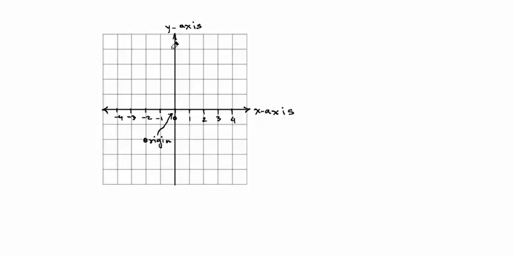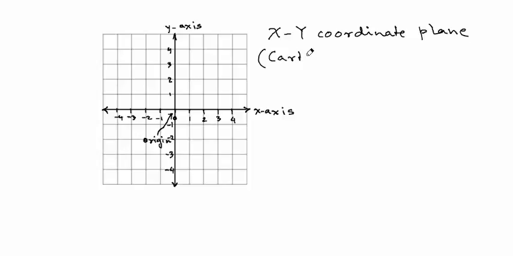On the y-axis, the positive numbers are above the origin, so we have a 1, 2, 3, 4 and so on. And the negative numbers are below the origin, so we have a negative 1, a negative 2, a negative 3, a negative 4 and so on. And like I said, this whole thing is called the XY coordinate plane or the Cartesian plane.